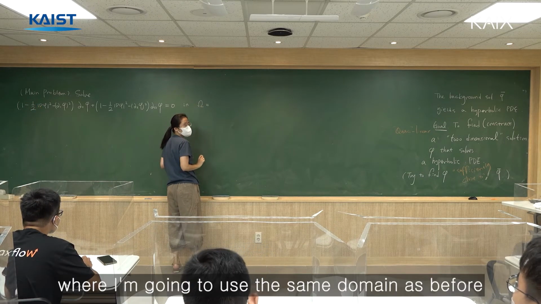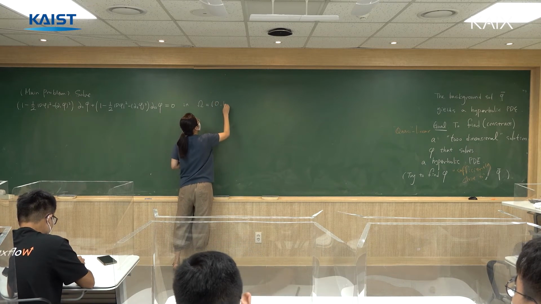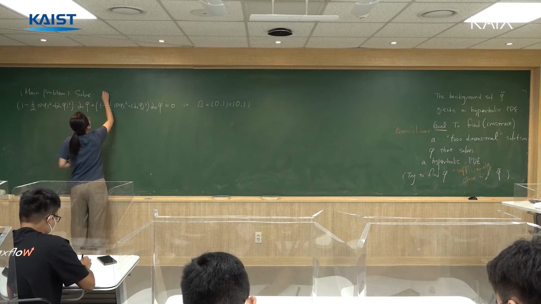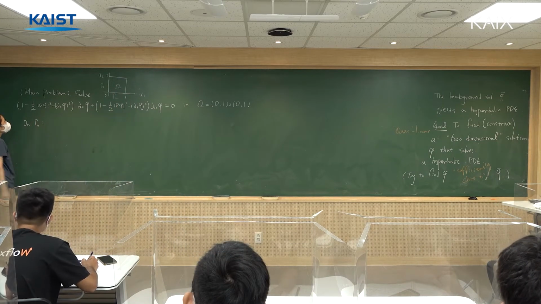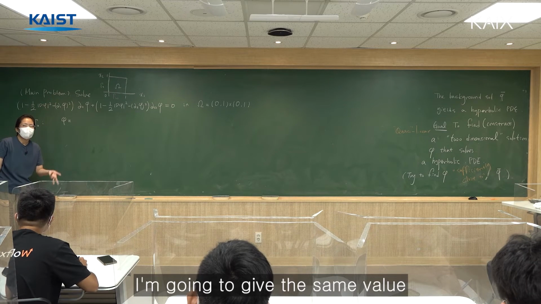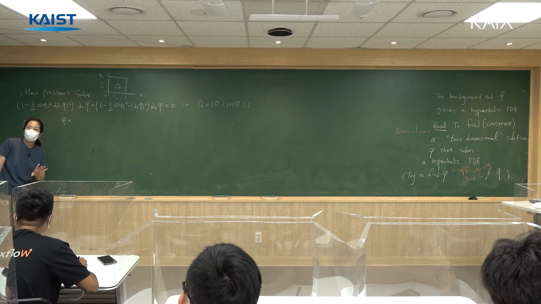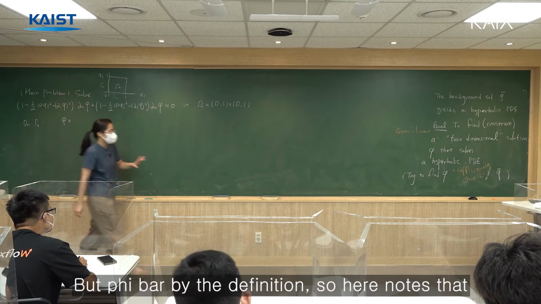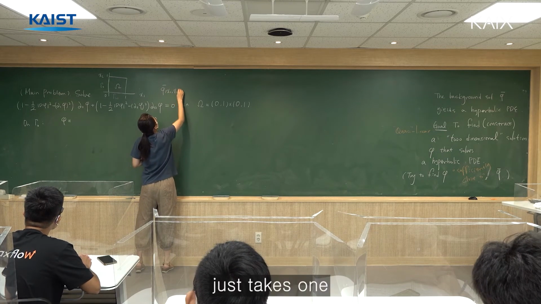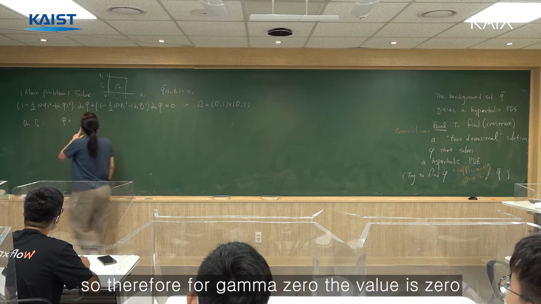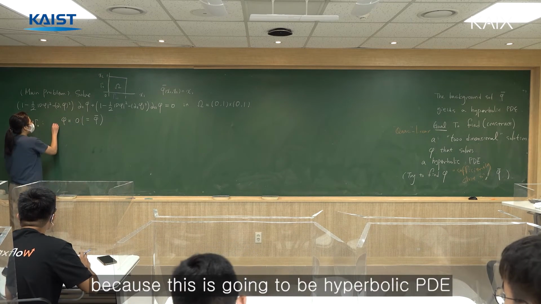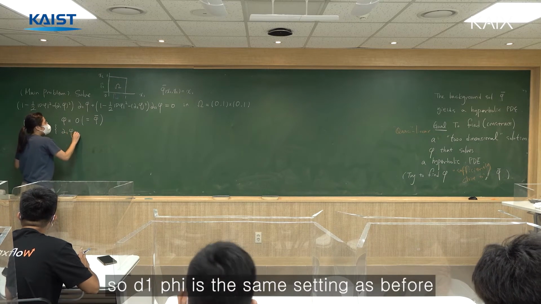Well, I'm going to use the same domain as before. So this is going to be a square. Okay. All right. So this is my domain. So here, gamma 0. Now for phi itself, I'm going to give the same value as our background solution phi bar, okay? But phi bar, by definition, is just x1, so therefore on gamma 0, the value is 0. So just note, right? Because this is going to be a hyperbolic PDE, D1 phi, same setting as before.